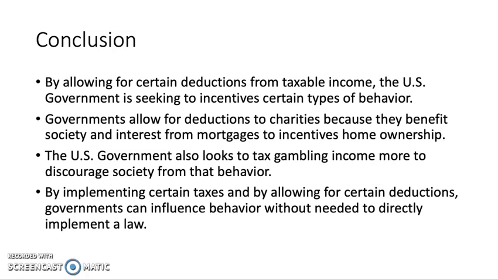And by implementing certain taxes and by allowing for certain deductions, governments can influence behavior without needing to directly implement a law. So, for example, by implementing a sin tax on something like gambling, the government is essentially saying that they do not want people to partake in this activity, versus them actually putting into law that this is against the law. It's just another way that they can sway people's behavior without actually having to write a law.